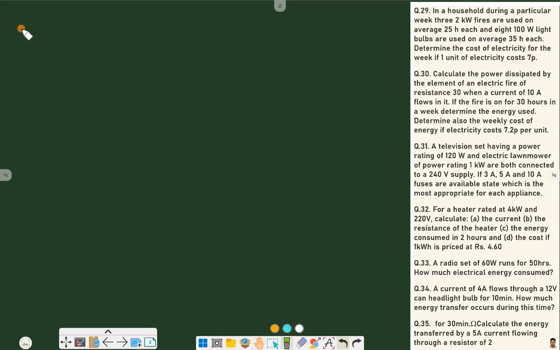So let us start question number 29. In 29, it is mentioned that there are 3 fires of 2 kilowatt that are used on average 25 hours each. They will be used in a week, because in a day you have only 24 hours, so you cannot use it 25 hours in a day. So this is all for 1 week. So we have 25 hours each of the 2 kilowatt fires, and there are 3 fires.